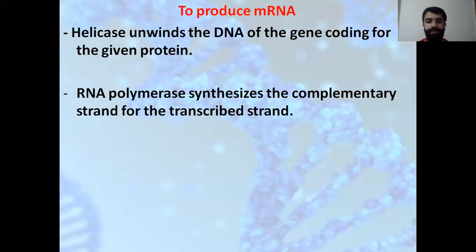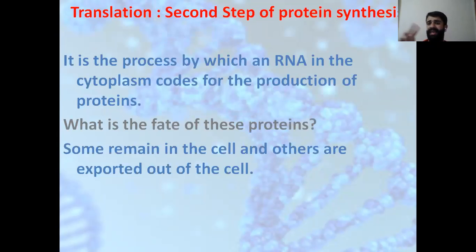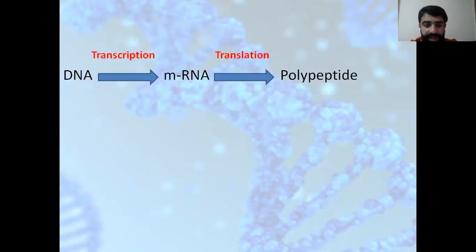Helicase and RNA polymerase. What do they do? Helicase unwinds the DNA of the gene coding for the protein. It unwinds and moves the two strands away from each other. It's called helicase. And RNA polymerase synthesizes or produces the complementary strand for the transcribed one. The first step is called transcription, the first step in the process of moving from DNA to mRNA.